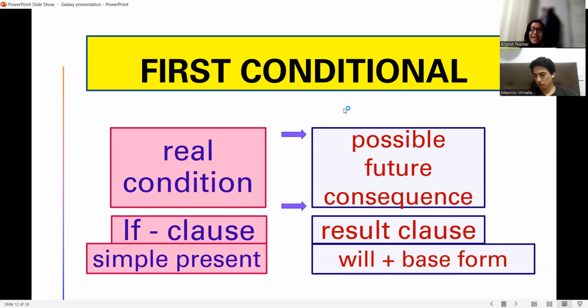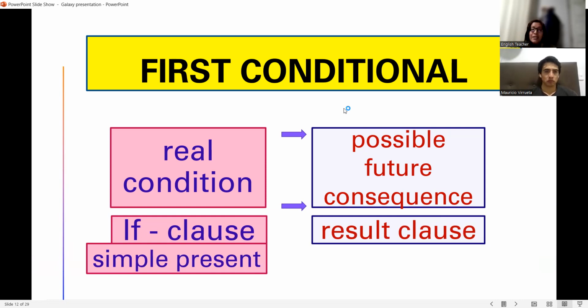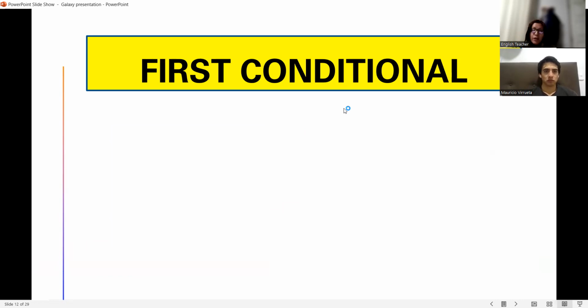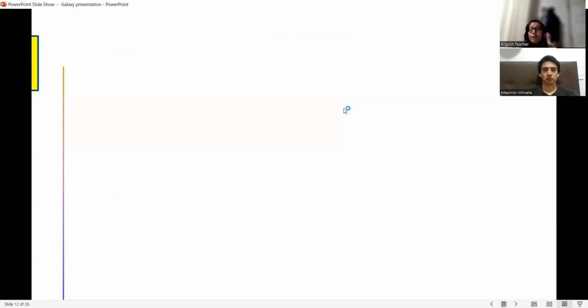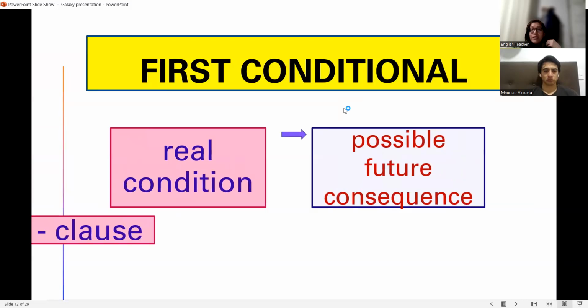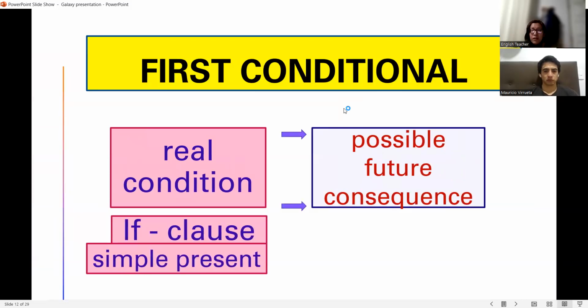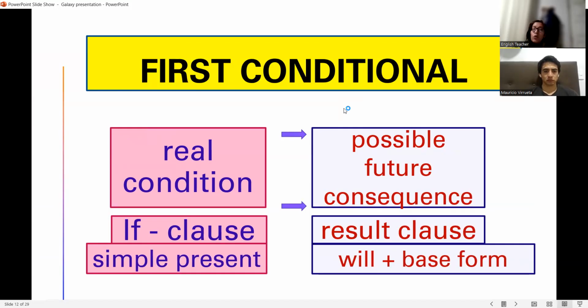So remember, it's a real condition with a possible future consequence. The real situation, for example, here is that he went to the interview, he did it well, but we don't know the outcome. Maybe he will get the job, maybe he won't. We don't know. So we have possibilities. When you have possibilities that are real possibilities, we use the first conditional. And the first conditional uses will.